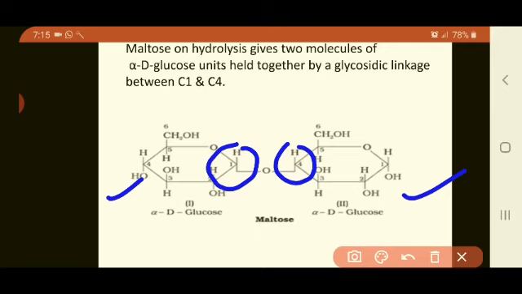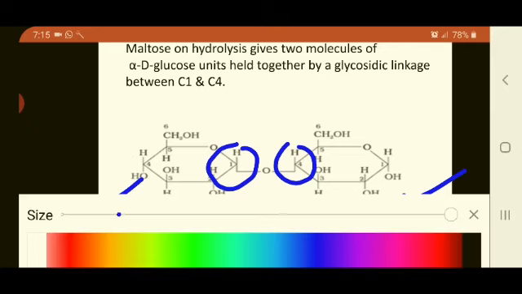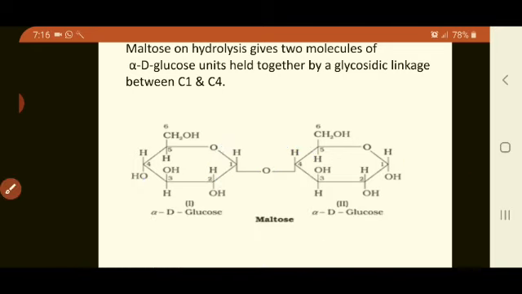Now, in this, if you see, this aldehyde group, that is CHOH, is free. Hence, it is a reducing sugar. It can reduce Tollens reagent or Fehling's solution or Benedict's reagent. So, maltose is a reducing sugar.